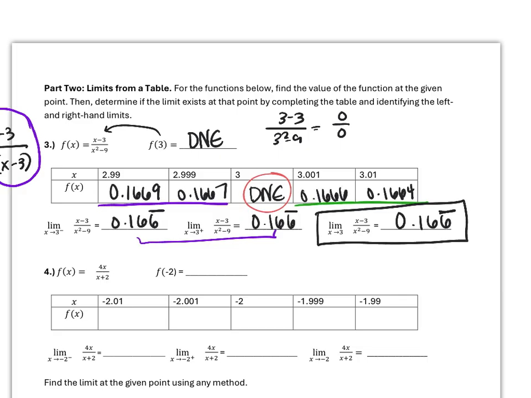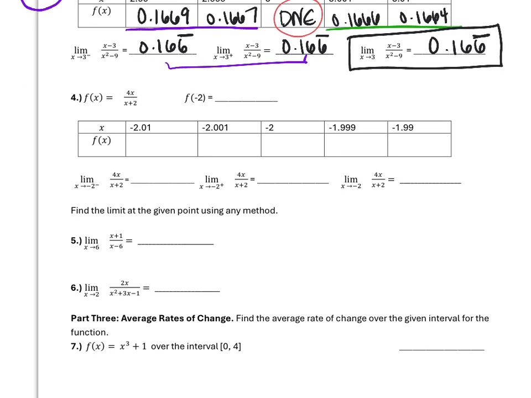Okay. Next one. f of x equals 4x over x minus 2. They are asking us for -2, which we can see is going to be a denominator issue. If we do direct substitution here, we get 4 times -2 over -2 plus 2, which is going to give us -8 over 0, which is not a definable function. So the function does not exist at -2.